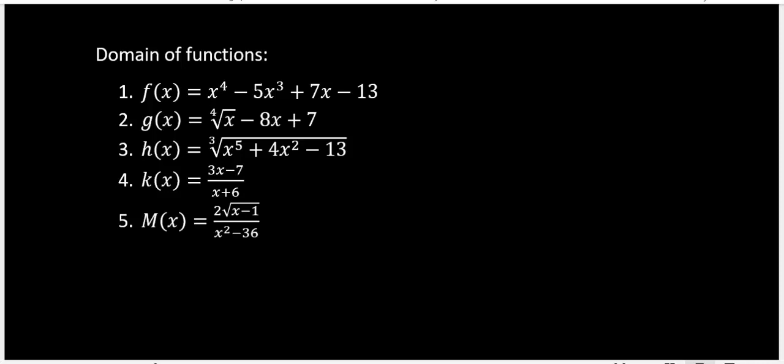Domain of functions. f(x) is x to the 4 minus 5x cubed plus 7x minus 13. This is a polynomial function, so we do not have any restrictions on x. So in this case, we say that the domain of this function will be all real numbers. That means negative infinity to positive infinity. Not a problem at all on this polynomial function.